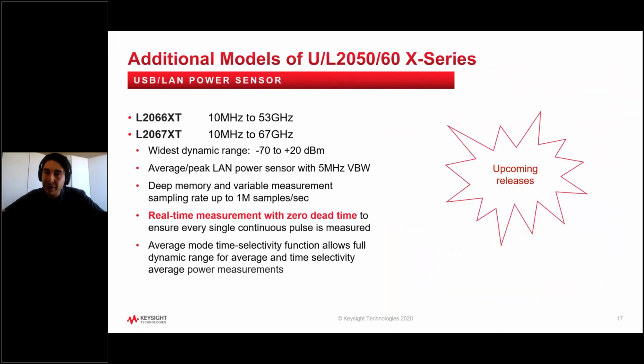On the previous slide, we mentioned 33 gigahertz up to about 53 gigahertz. And if you're in near term testing applications that might go higher, what I wanted to at least plant as a seed is that we have additional models that we are releasing in the near term to help you increase those characteristics to 54 gigahertz or even 67 with very comparable performance to the prior slide. What's more, these also have real-time measurement with zero dead time to ensure that every single continuous pulse is measured.